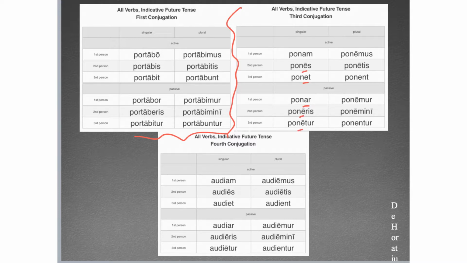Ponet, right? Ponemus, ponetis, ponent, etc. Fourth, I should say, and third IO as well does the same thing, except it uses an IE. All right. And you can see those throughout. So same thing with the E, but it just adds an I in there because it's fourth and third IO.